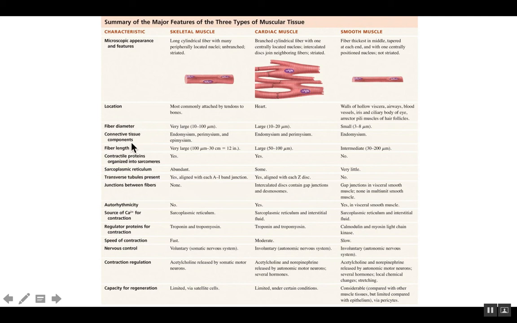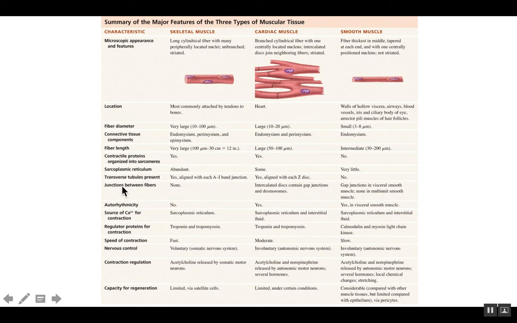Connective tissues, they all have certain amounts of connective tissues that kind of package the cells within the muscle. Muscle fiber length, skeletal muscle cells are very large. Some of them are up to 12 inches or a foot long. Contractile proteins organized into sarcomeres. We'll be talking more about that. Sarcoplasmic reticulum is going to be very important for muscle physiology. We'll talk more about that in the future, as well as these transverse tubules.